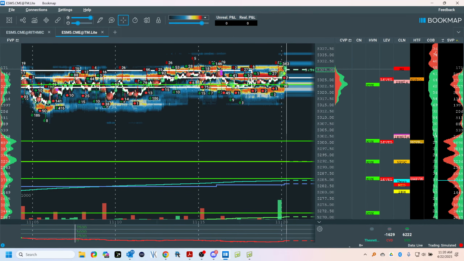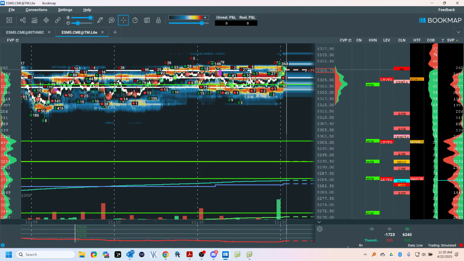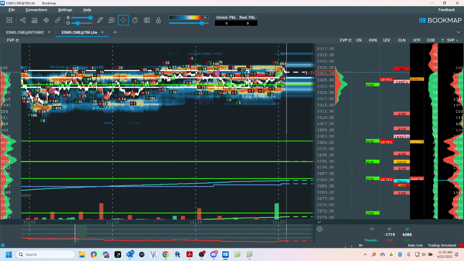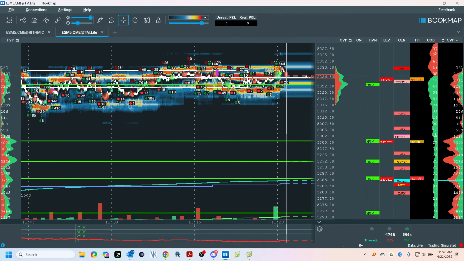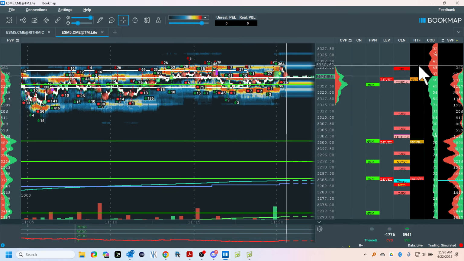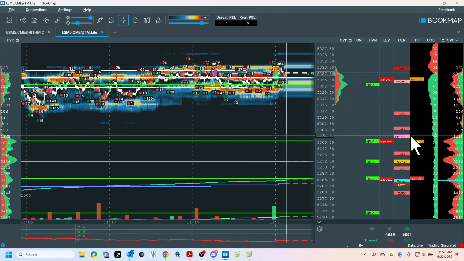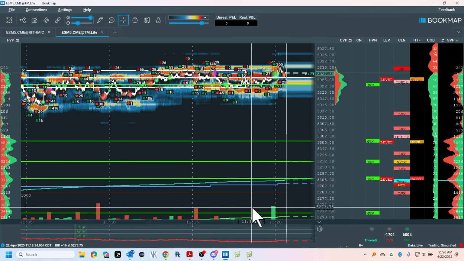Ben, do I use CHVNs, CLVNs? I do, but they're not relevant here because I'm trading inside of previous RTH sessions, which is where this comes from. And then I'm trading inside of intermediate time frame, which is where this high volume came from.